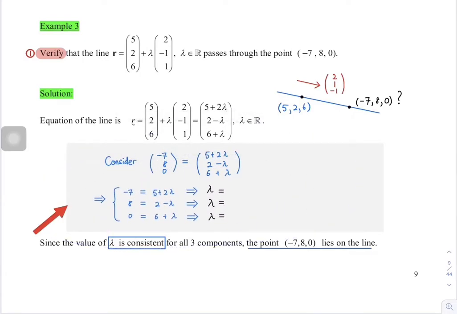For each of the components, we need to evaluate the value of lambda. For the x component, the value of lambda is equal to negative 6. For the y component, the value of lambda is equal to negative 6. So far so good. And lastly, for the z component, the value of lambda is still negative 6. Since the value of lambda is consistent for all three components x, y and z, we therefore conclude that the point with coordinates negative 7, 8, 0 lies on the particular line over here.